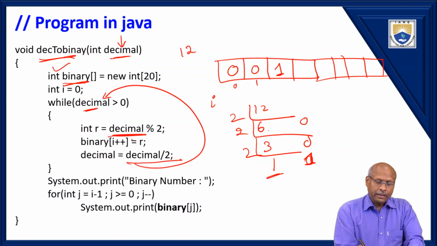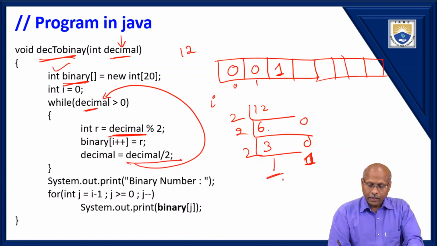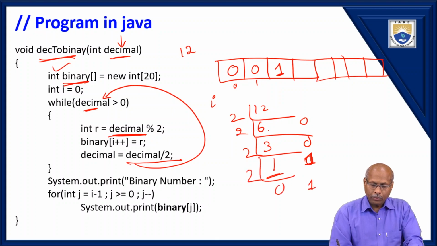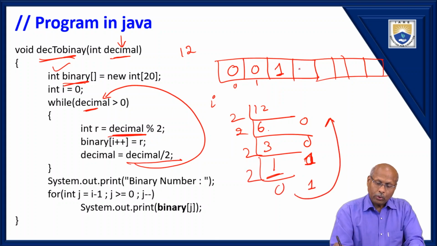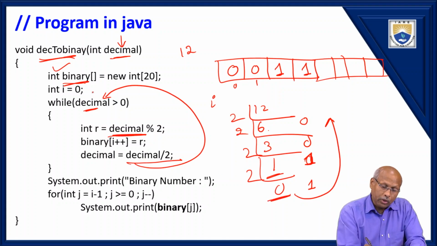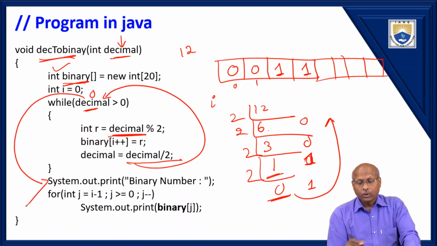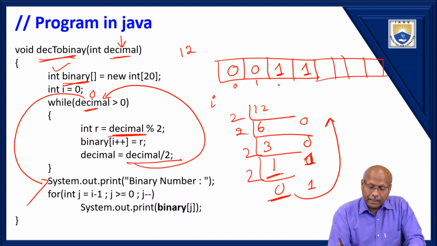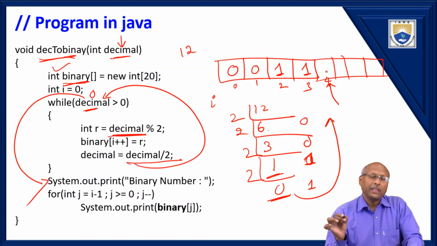1 is greater than 0, yes. 1 modulus 2. If I divide, the remainder is 1. That 1 will be stored. After storing, this decimal will become 0. Whenever 0 comes, the loop is over. So that means by the time, my i is out of boundary. Now i is at the 4th place, but in the 4th place nothing is there.